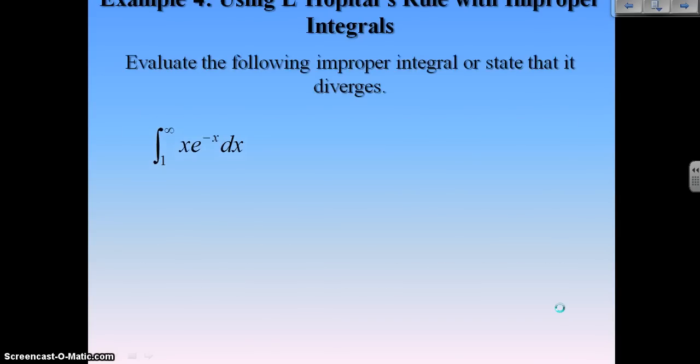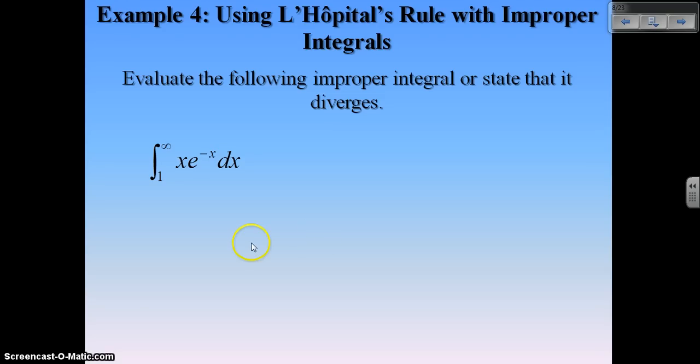And of course, I didn't write it on the last slide, but if it goes to natural log 3, of course, you know that means that it converges. It does not go to infinity. All right, next one, using L'Hopital's rule with improper integrals.